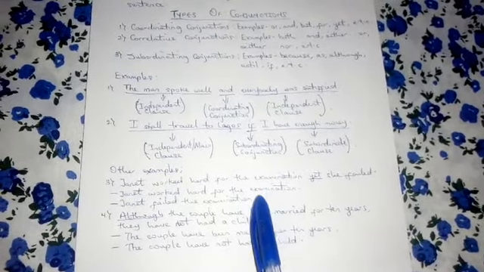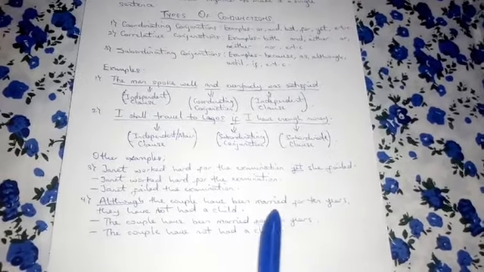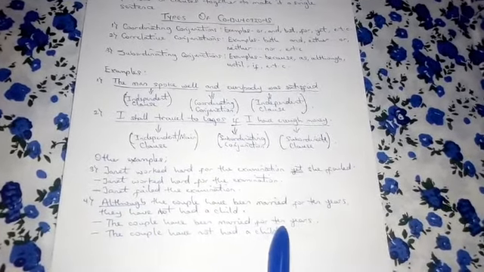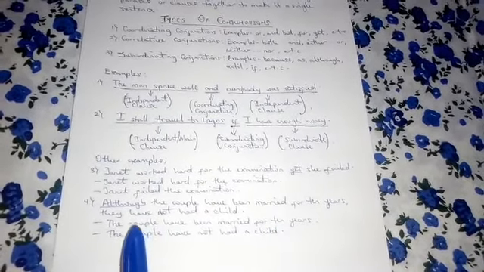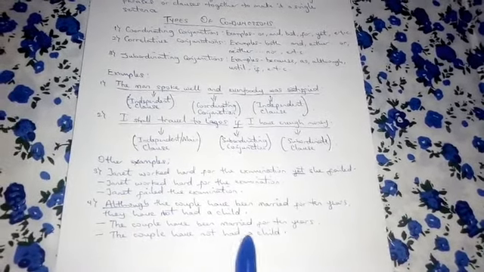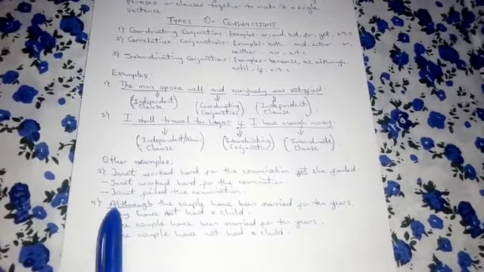So, number 4. Although the couple have been married for 10 years, they have not had a child. Also, in this sentence, it has 2 sentences embedded in it. We have the couple have been married for 10 years. We also have they have not had a child. That is, the couple have not had a child. Now, the conjunction in this sentence is although.